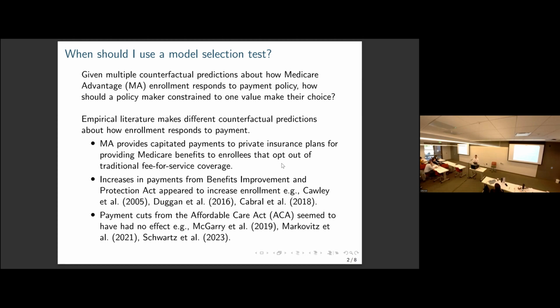how enrollment in Medicare Advantage will respond to payment, but it's a little bit all over the place in terms of what it's predicting. There are some studies that are looking at identifying variation from the Benefits Improvement Protection Act that get pretty medium-sized numbers, like, maybe a $100 benchmark or a 10% benchmark increase will increase enrollment by like 30%. And there are other papers using exogenous variation from after the ACA that are saying the same policy would have a 1 or 2% impact on enrollment.